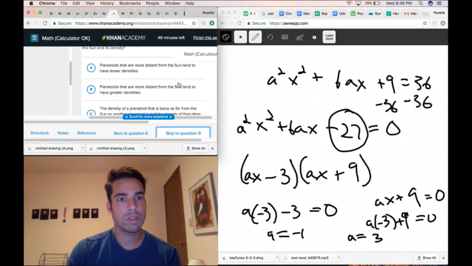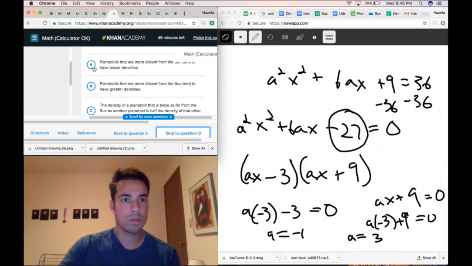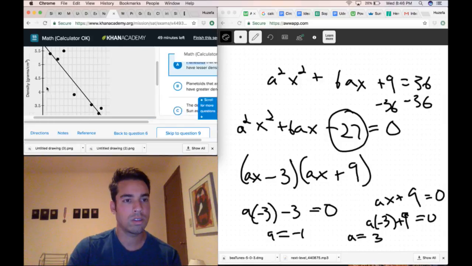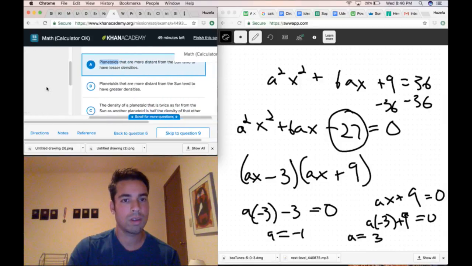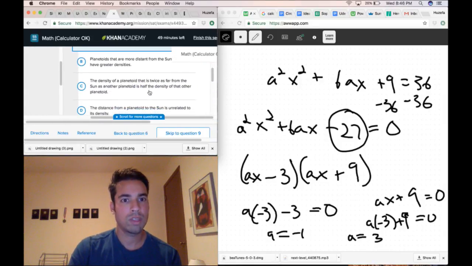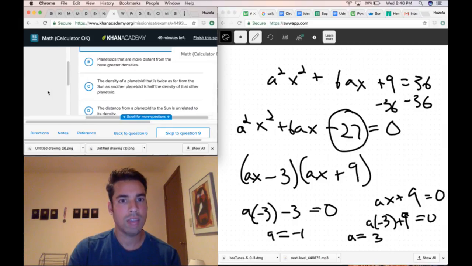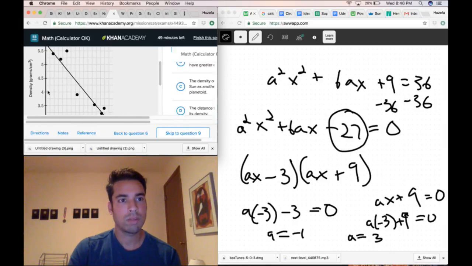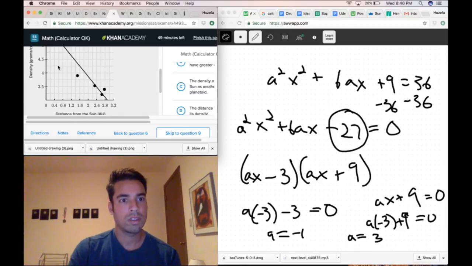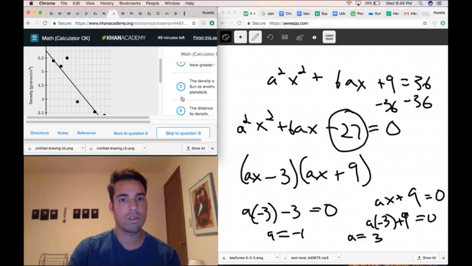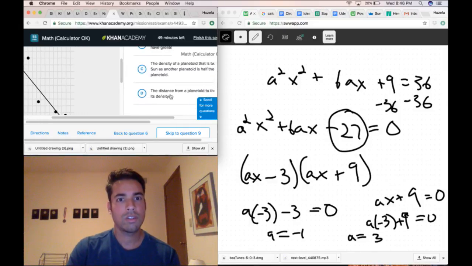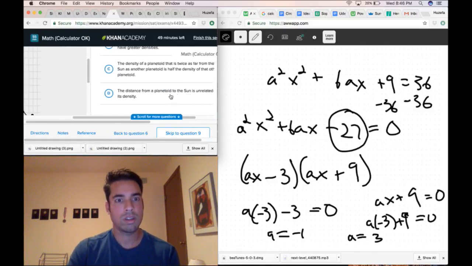According to the scatter plot, which statement is true about the relationship between a planetoid's average distance and its density? Planetoids that are more distant from the sun tend to have less. I'd say A is good, but let's see the rest. Planetoids that are more distant from the sun tend to have greater densities. No, right? The density is dropping. The density of a planetoid that is twice as far from the sun as another planetoid is half the density of that other planetoid. So let's see. 0.4 to 0.8. No, that doesn't seem right. That's too drastic. The distance from a planetoid to the sun is no.